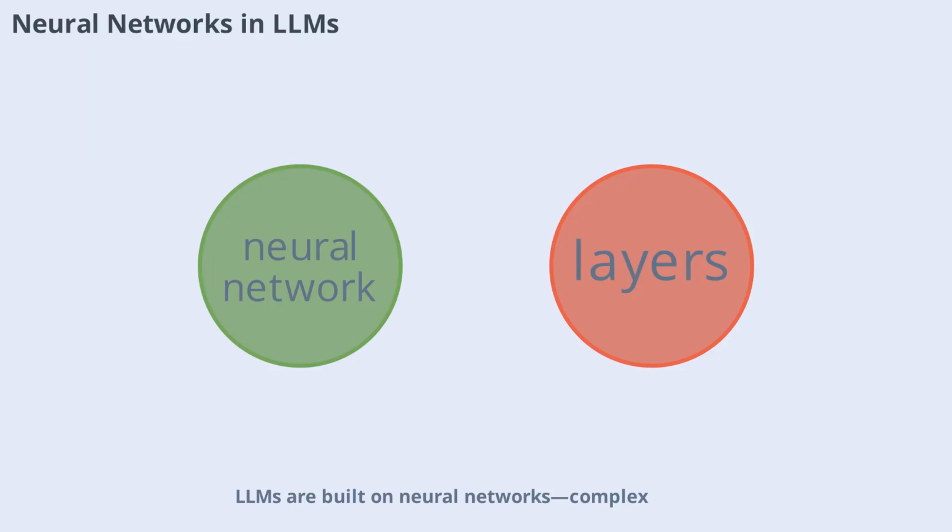LLMs are built on neural networks, complex mathematical structures inspired by the human brain. These networks process embeddings through multiple layers, each layer extracting deeper features and patterns. This layered approach allows LLMs to handle everything from basic grammar to advanced reasoning.